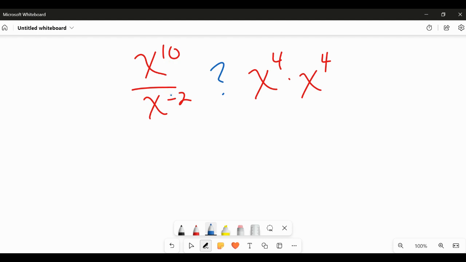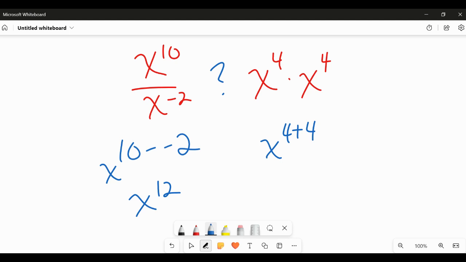10 minus negative 2. So 10 minus negative 2 is the same thing as 10 plus 2, which is 12, right? Forgot the x here. x to the 12. All right. This over here, right? 4 plus 4, which is x to the 8th. So it looks like this one is greater than this one. So for this one, your answer would be greater than.